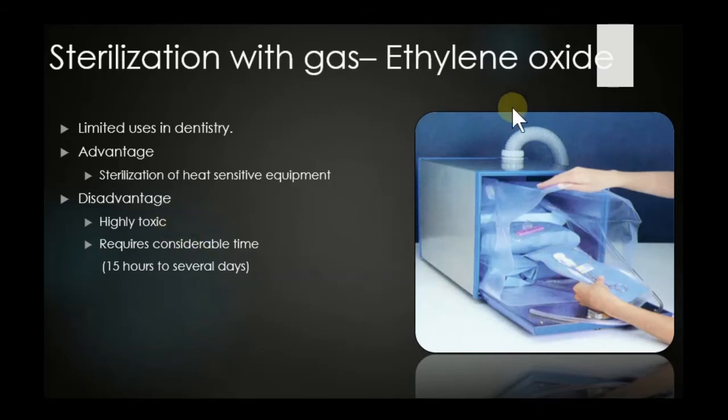The disadvantage of it is that the ethylene oxide being used in this method is highly toxic and requires considerable time for the instrument to be aerated to get rid of this toxicity before it can be used. The aeration of the instruments and the sterilization process might take from 15 hours to up to several days. Due to this limitation, the toxicity and the time, the use of this method in the dental clinic is limited. But the companies that manufacture the plastic instruments usually use this method to sterilize the instruments before being sent to our clinics.